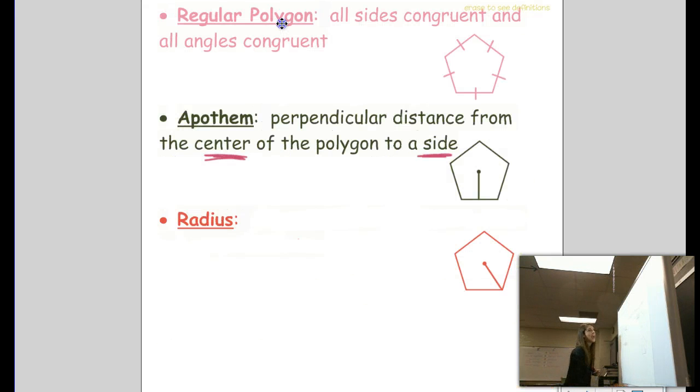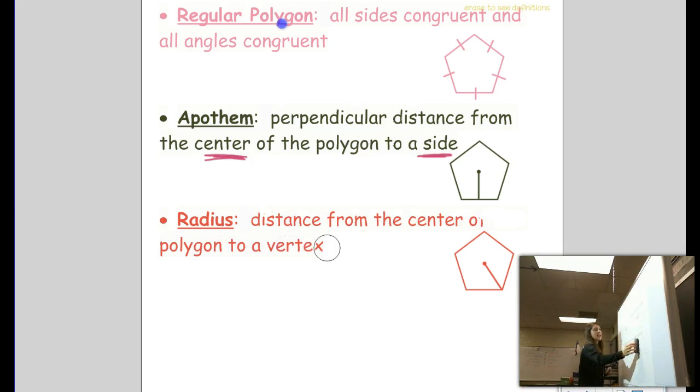So Dimitri, if an apothem goes from a center to a side, what do you think a radius goes from? A center to an... Very good. The radius goes from the center to a vertex. So one of them goes from center to side. The other one goes from center to vertex. They are different segments, so you need to be able to tell the difference between them.